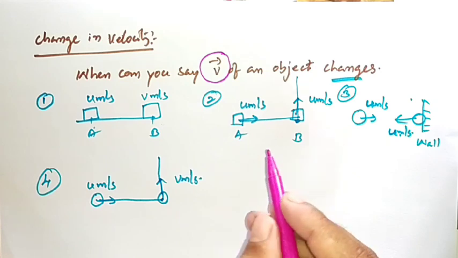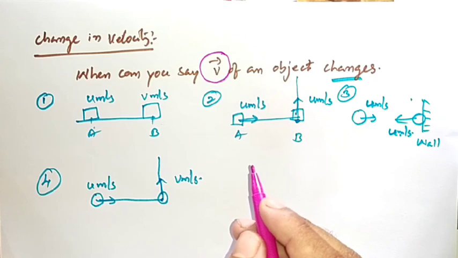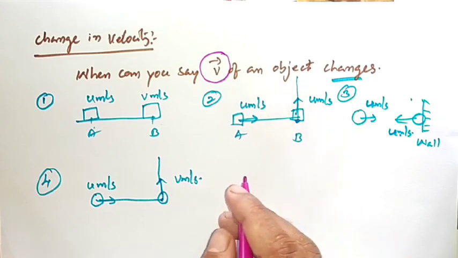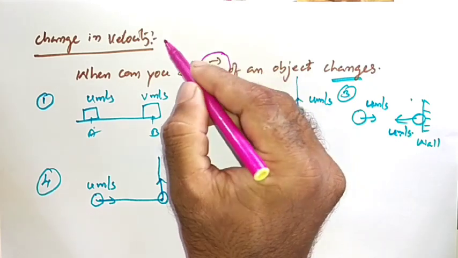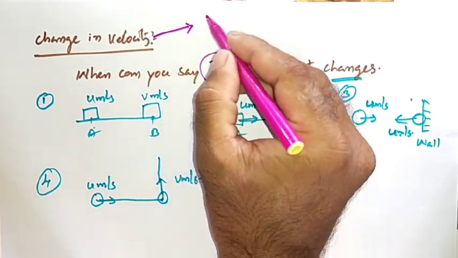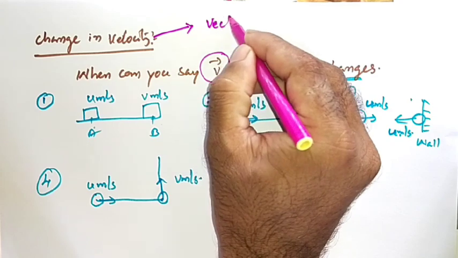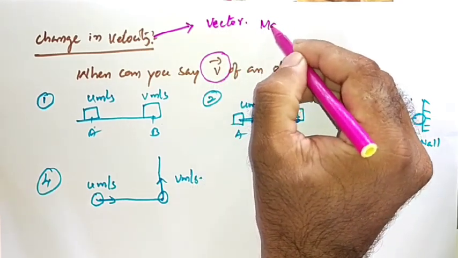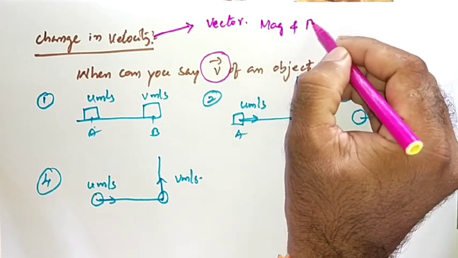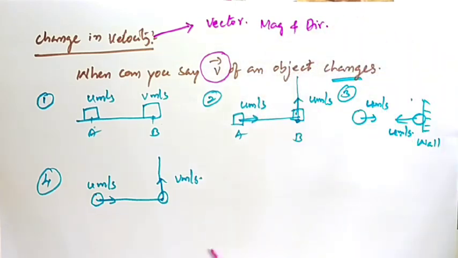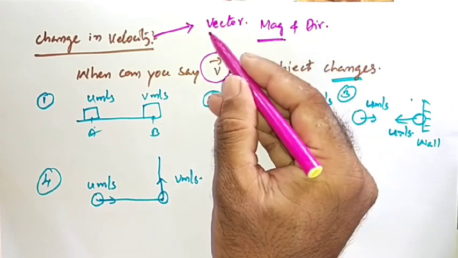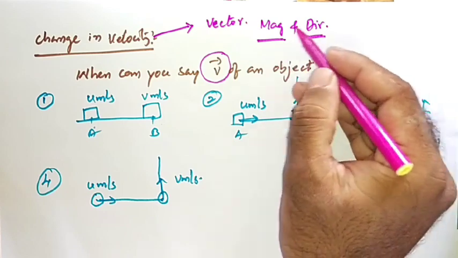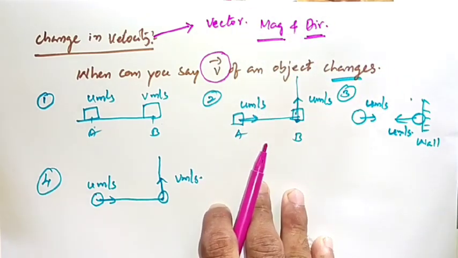Now note down cases 1, 2, 3, 4 on a paper. Let us see. First, velocity is what? It's a vector quantity. Yes or no? It has magnitude and direction. We know that. If the magnitude changes, velocity changes. If the direction changes, velocity changes. If both change, velocity changes. Understood?